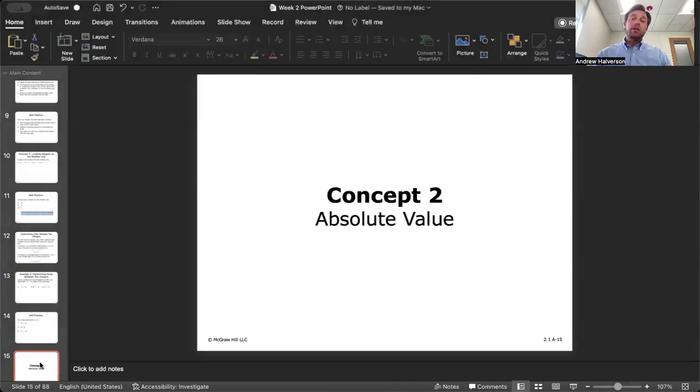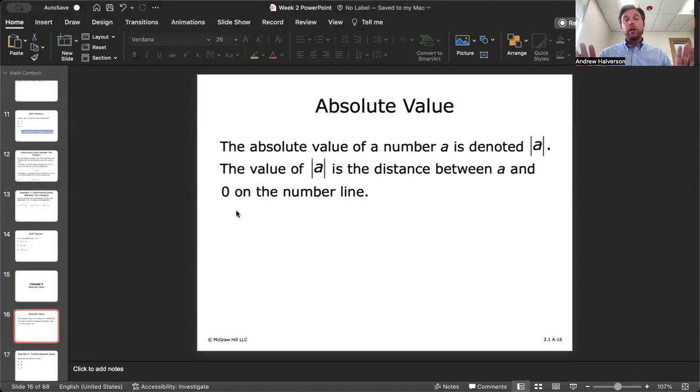One of the other things you have to do is talk about the absolute value. The absolute value really is associated with the number line, but all it is, is the distance between the number and 0. The distance between a number and 0. So what do we mean by that?